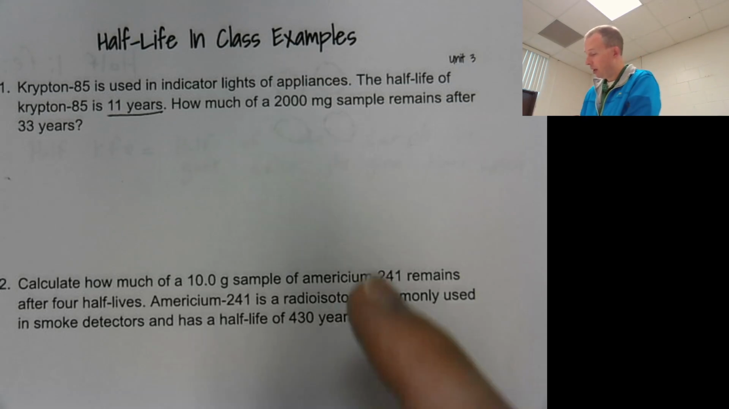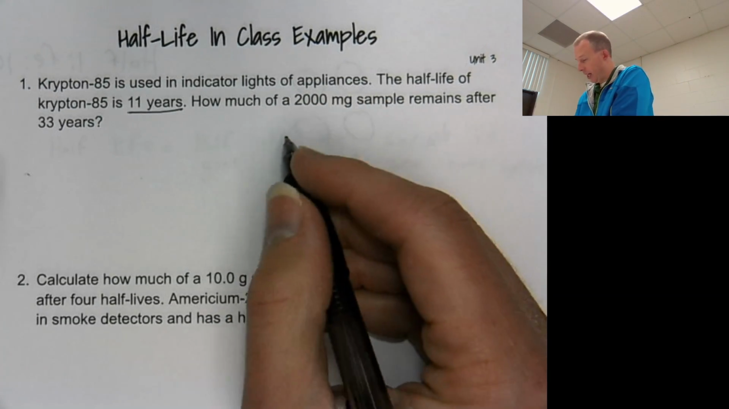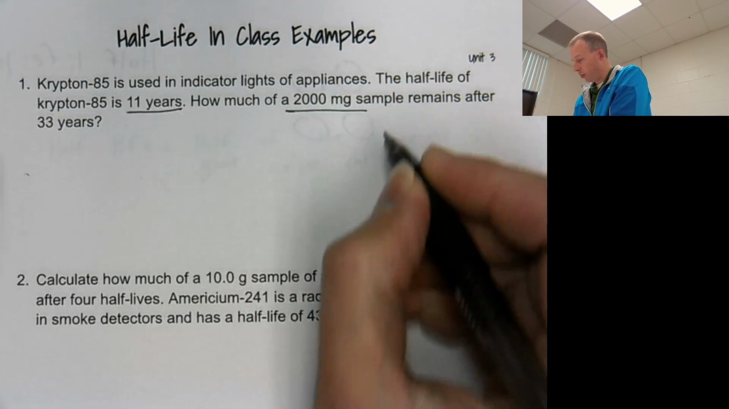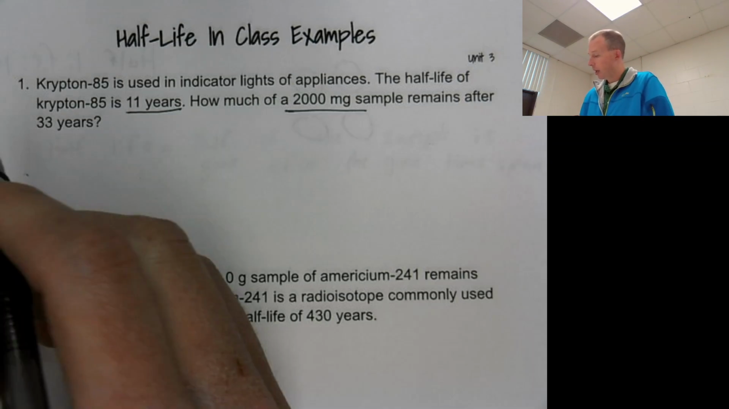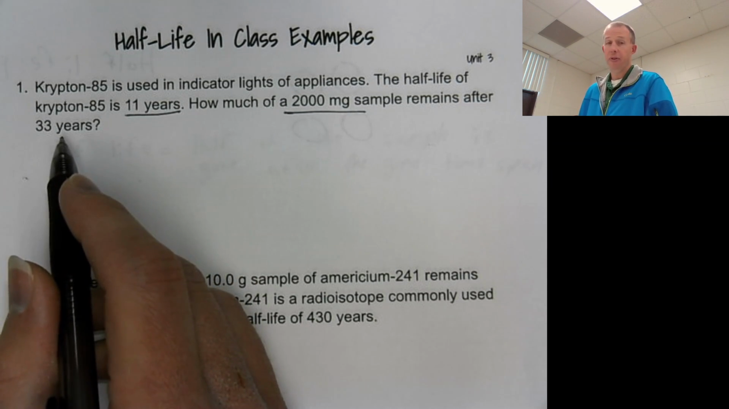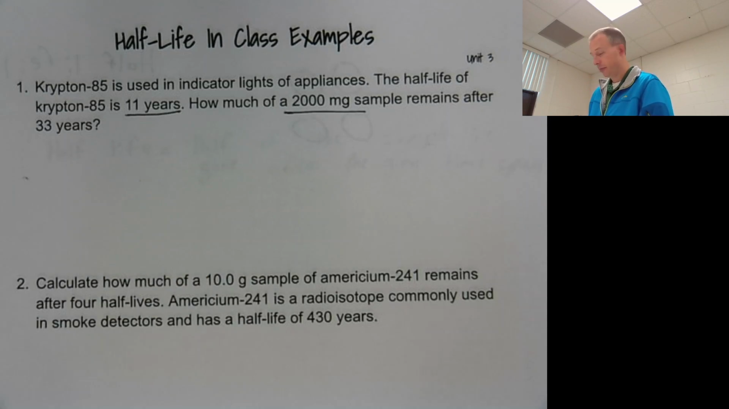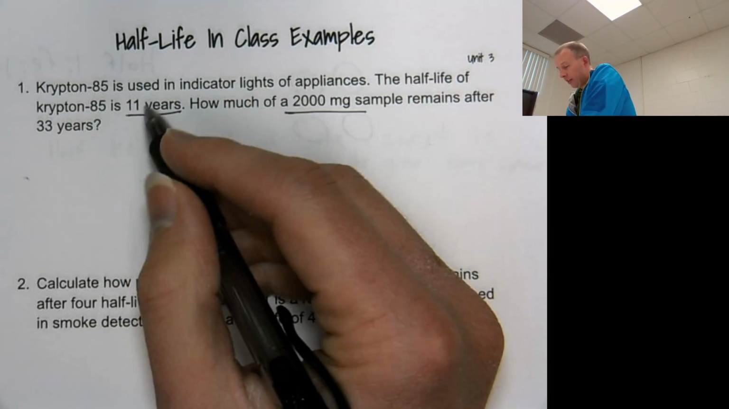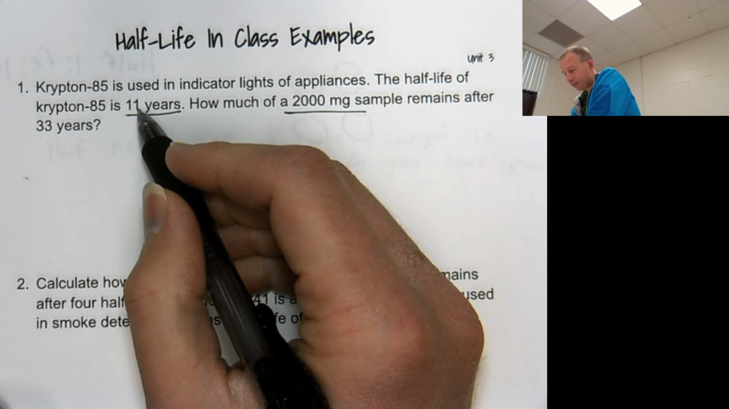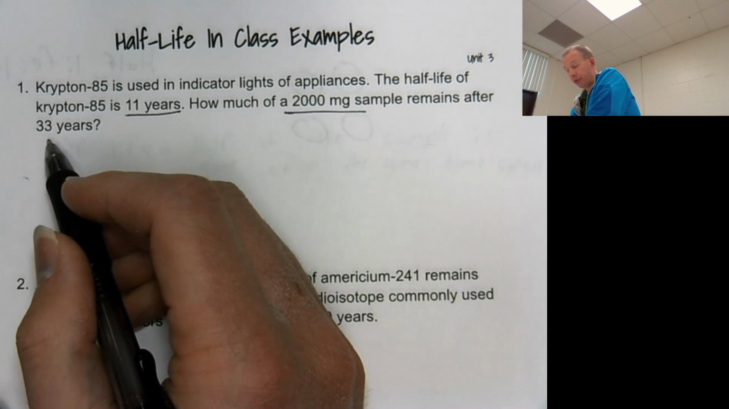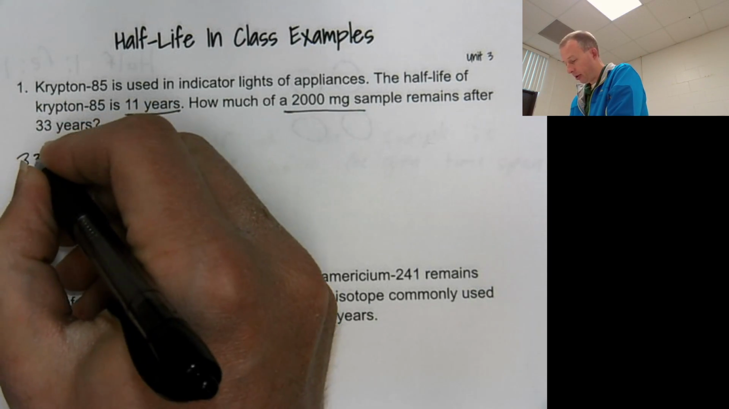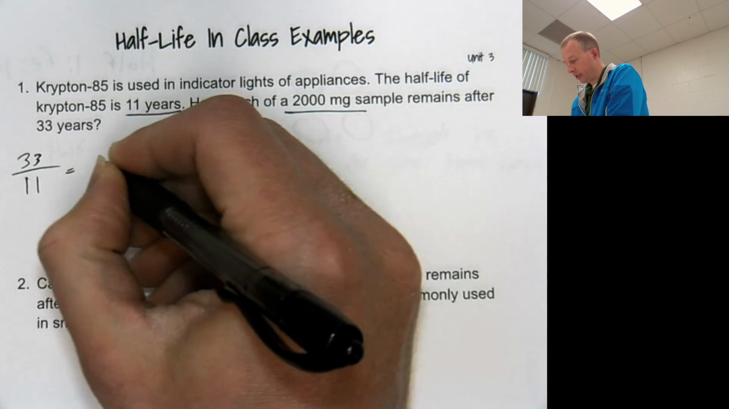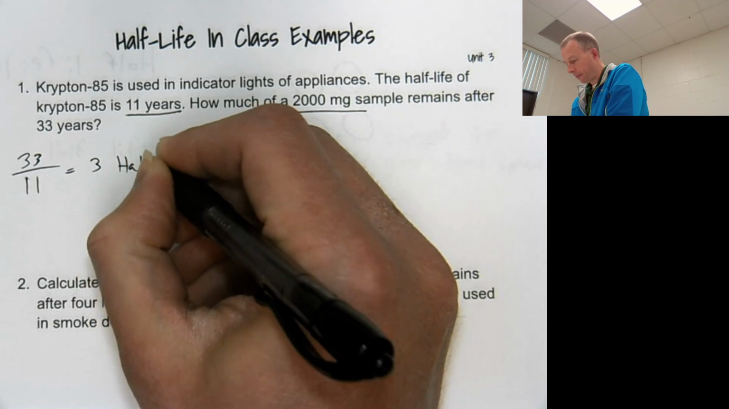So, all right, if we've got a 2,000 milligram sample, we're initially starting with 2,000 milligrams. How much is going to be left after 33 years? So, a simple way to do this is to say, my half-life is 11 years, and I've got 33 years that are going to take place. How many half-lives will that be over the course of 33 years? Well, 33 divided by 11 gives us 3 half-lives.